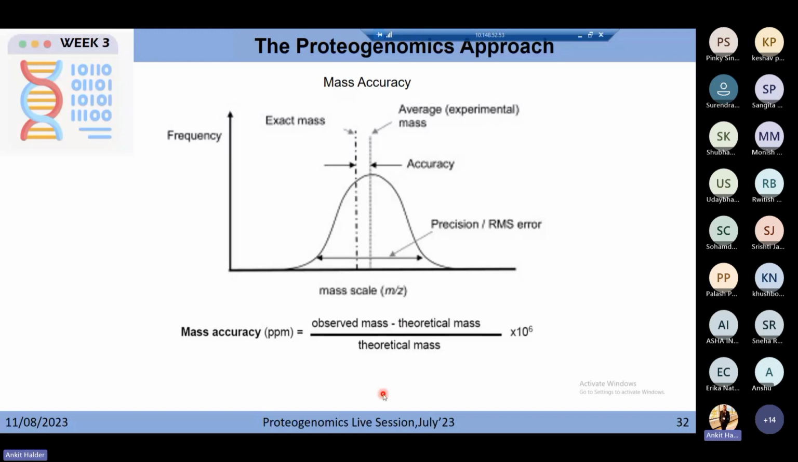How well your instrument is able to resolve two monoisotopic peaks, or two peaks with very different masses, is the resolution, along with the mass accuracy. Resolution is always calculated on the basis of the width of that particular mass peak at half maxima. The narrower it is, the higher the resolution of your instrument.